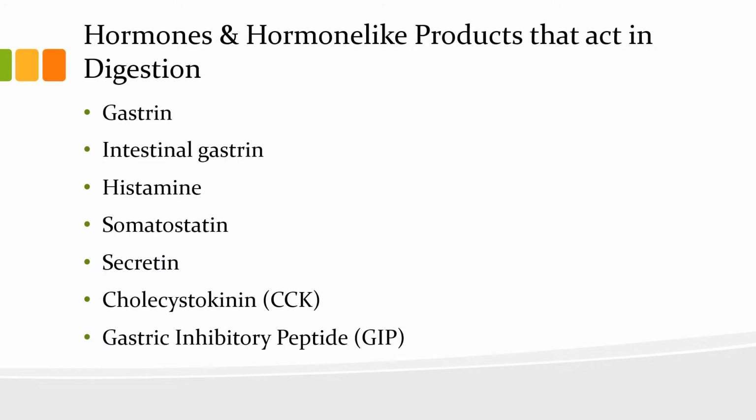Cholecystokinin, released in the duodenum with a stimulus of fatty chyme and partially digested proteins in the duodenum. It increases the output of enzyme-rich pancreatic juice, stimulates the gallbladder to expel stored bile, and relaxes the sphincter of the duodenal papilla to allow bile and pancreatic juice to enter the duodenum. And then lastly, we have the gastric inhibitory peptide, which is released in the duodenum, stimulated by food in the duodenum. It inhibits secretion of gastric juice and stimulates insulin release.